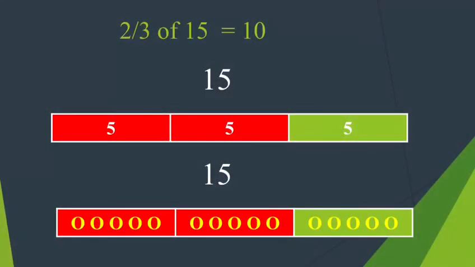Now, once you've done that, you then have to think about how many parts we are looking for. So in this case, we're looking for 2 parts of 3, so 2/3 of 15. So I'll then highlight 2 of those boxes in red, or whatever colour you like, and then add the value of those 2 boxes together. So 5 plus 5 equals 10. And once again, it shows me that 2/3 of 15 is 10.